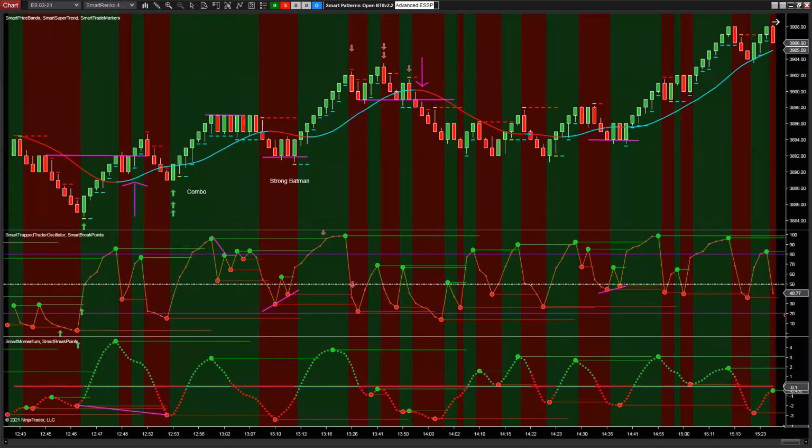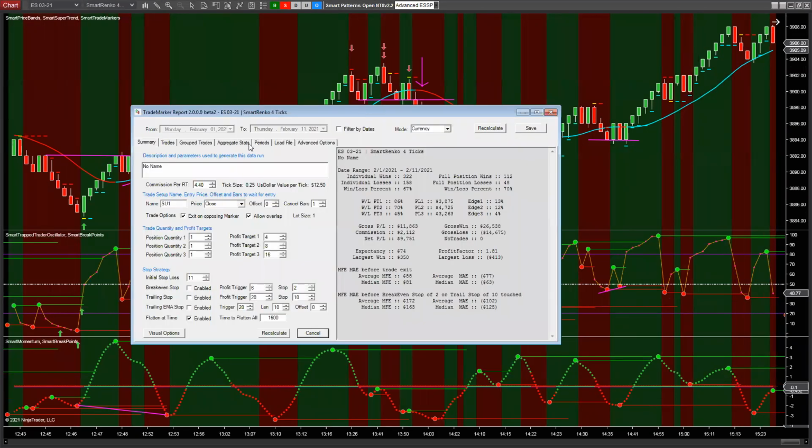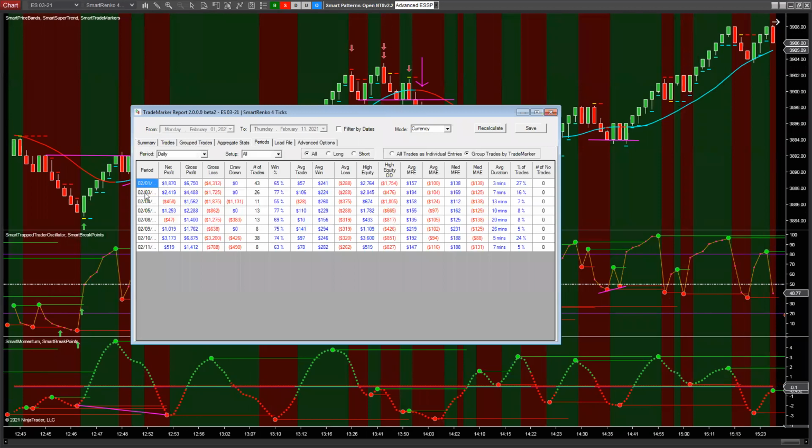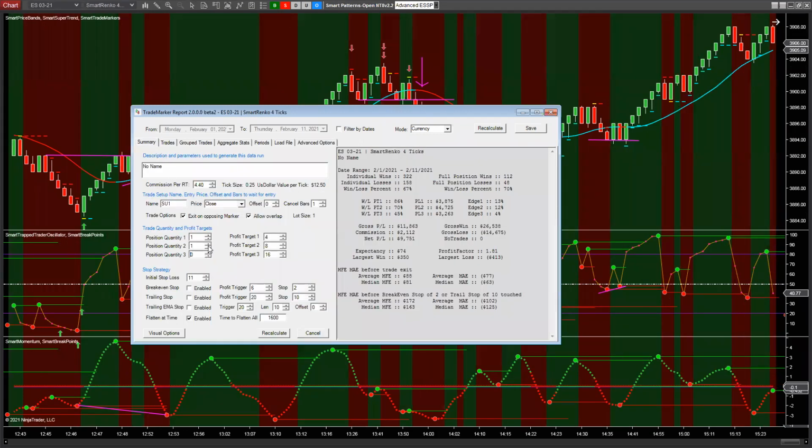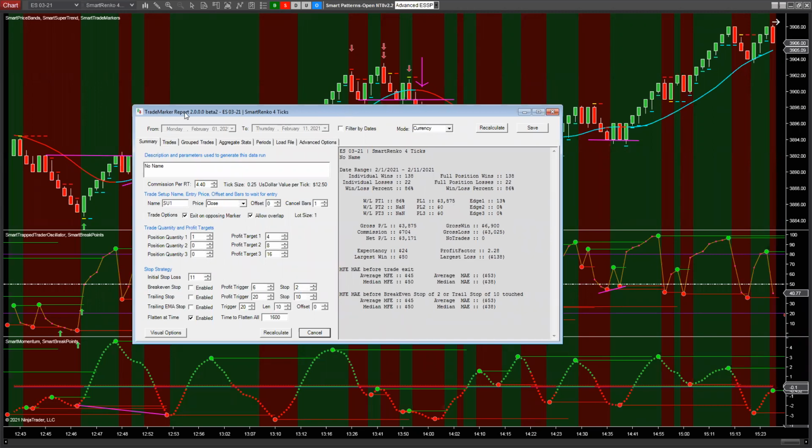So let me pull this over. Let me see how many days. This is the month of February. And I don't know if you've seen this. This is a brilliant piece of software. It's called Trademark Smart Trademarkers. And I'm going to take about 5 minutes and show you how this works.